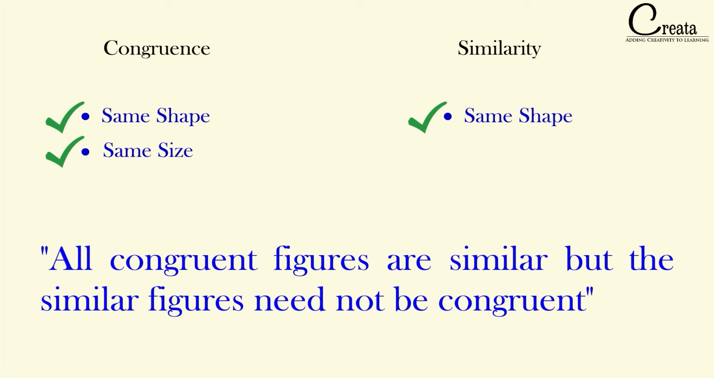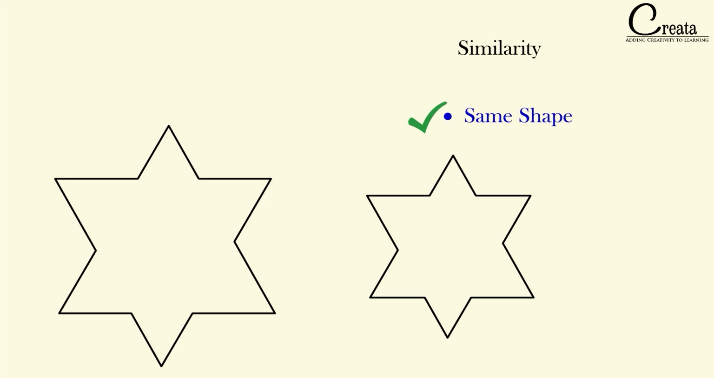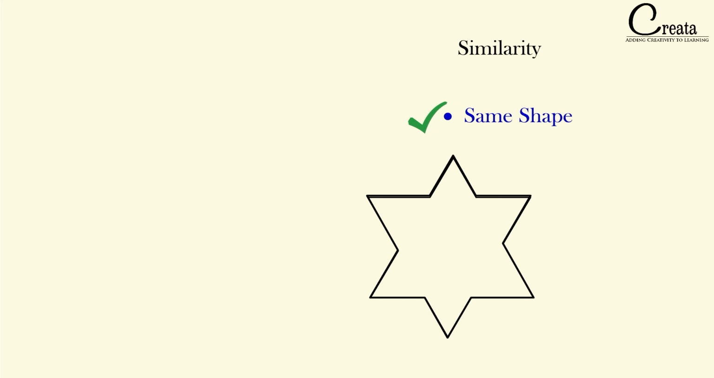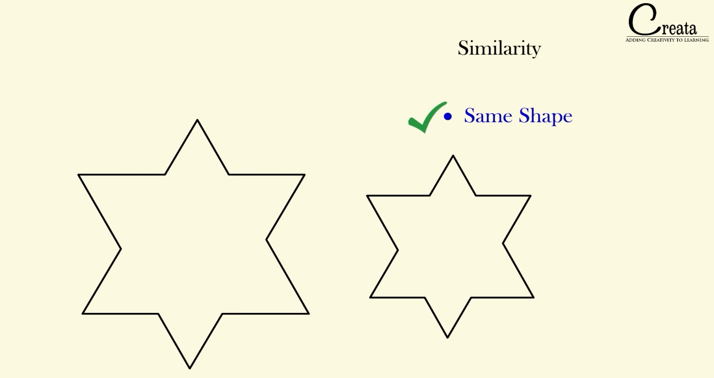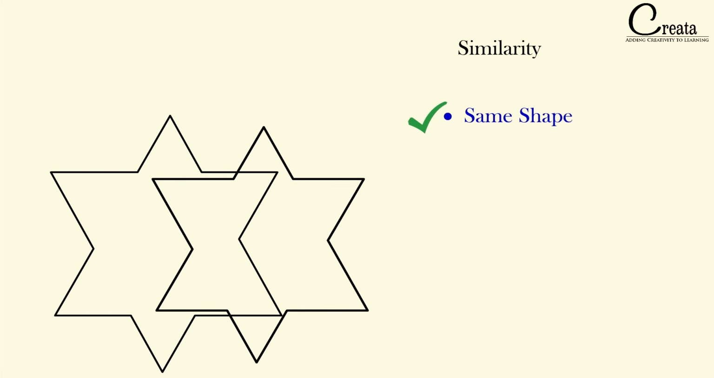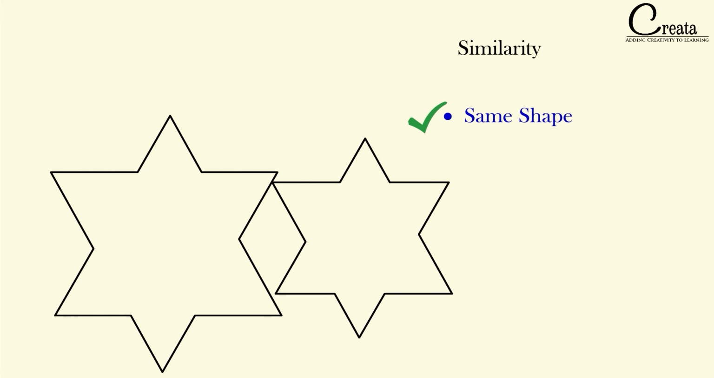Got it? Congruency has one additional component, the size, and similar figures can have the same size or not. It does not matter. The only thing that matters is that they have the same shape. Same shape means we can increase or decrease the size of one of the figures and it exactly matches the other figure. Then we can say both have the same shape, that is, they are similar to each other. Here these two figures are similar to each other. We can take the right-hand side figure, decrease or increase the size, and both will exactly match each other.